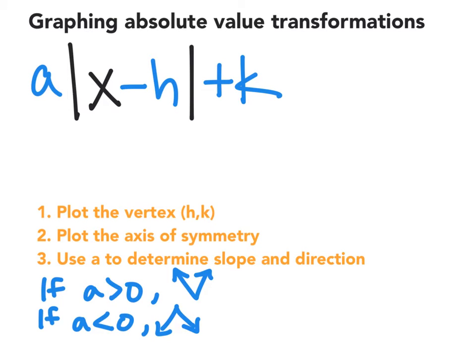If a is greater than 0, the graph will open up, and if a is less than 0, it'll open down. And because these are very connected to linear functions, a just behaves as a slope, both positive and negative slopes, though, to make these V's. A will also behave as the slope of the right-hand side of your graph, and then you can just reflect that over the axis of symmetry.